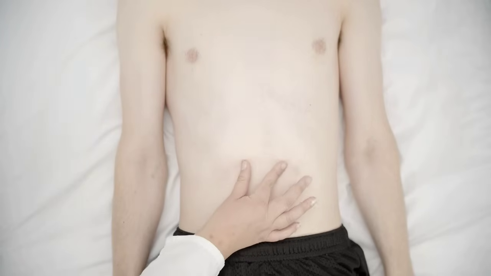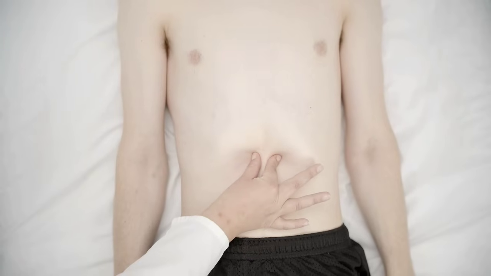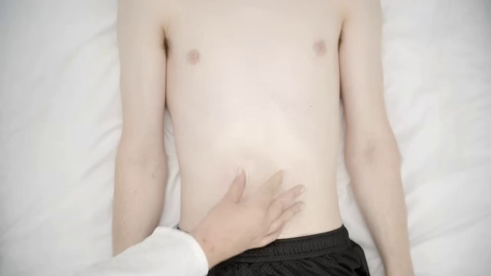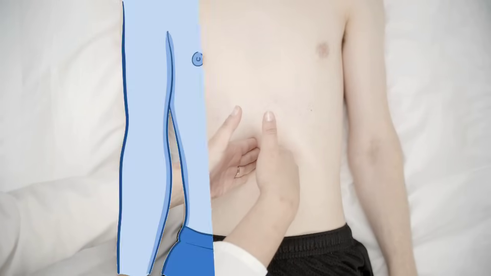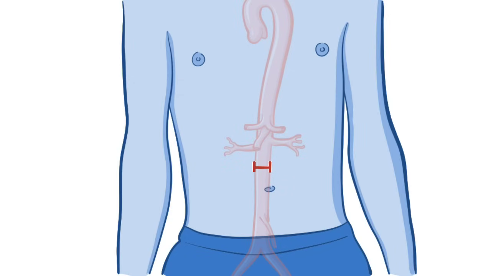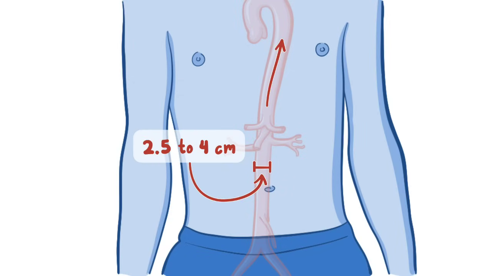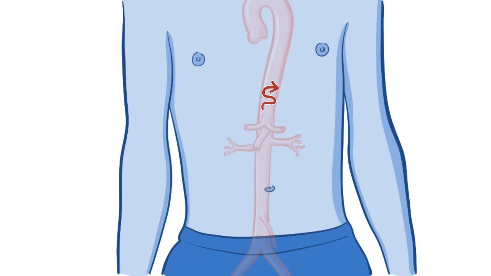Finally, for the aorta, use the thumb and fingers to palpate the upper abdomen a little to the left of the midline. Alternatively, use two hands pressing inwards against each other. The aorta is usually about 2.5 to 4 centimeters wide, pulsating in an anterior direction. A strong lateral pulsation might indicate an aortic aneurysm.